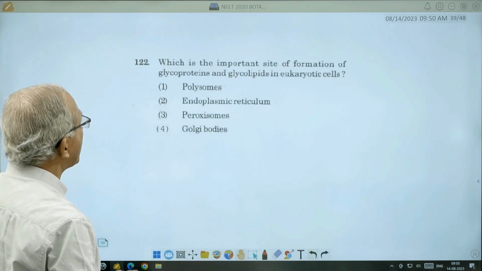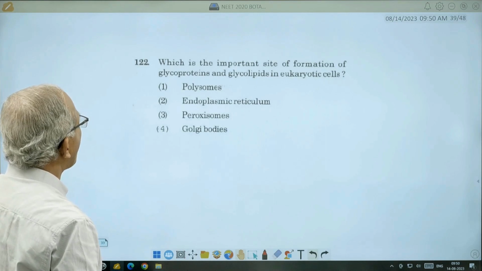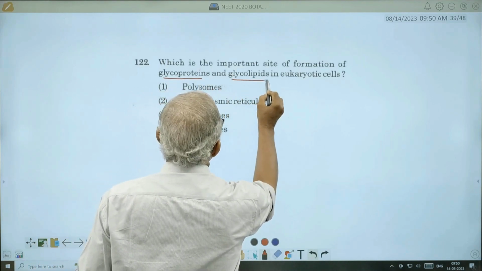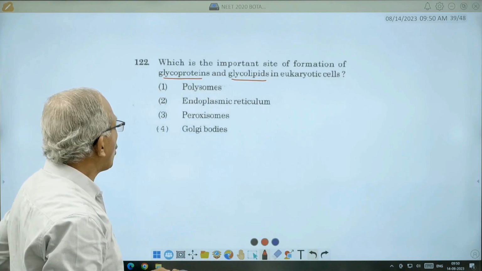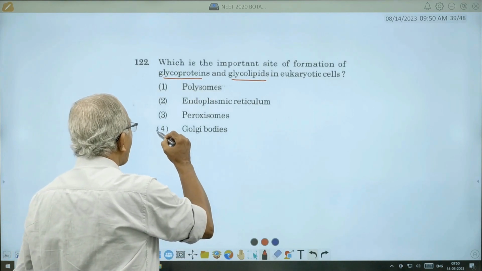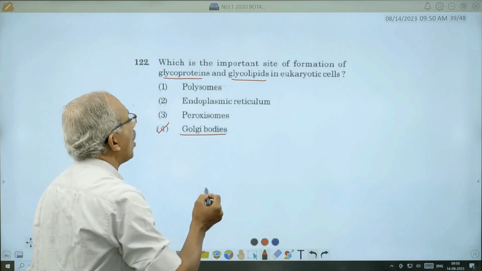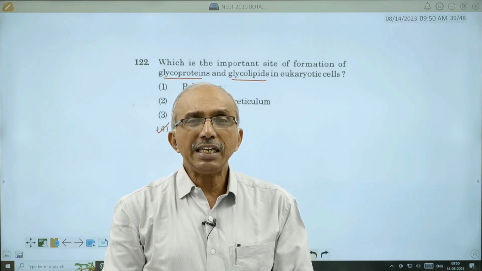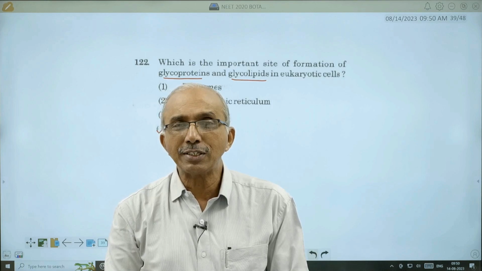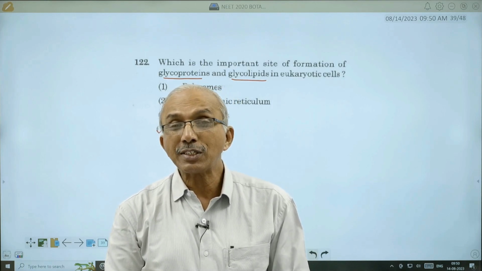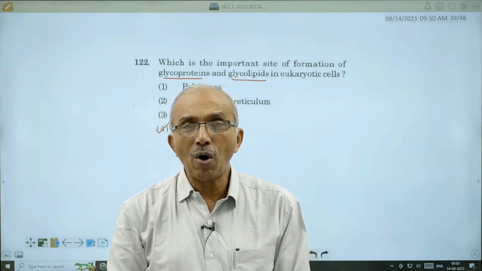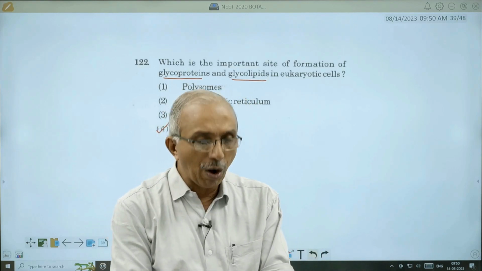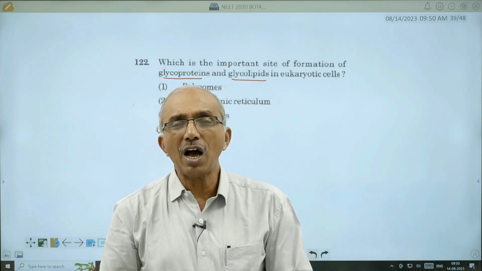Which is an important site for formation of glycoproteins and glycolipids? Glycoproteins and glycolipids are formed in the Golgi bodies. Golgi body is a cell organelle. It is a component of the endomembrane system. What is the endomembrane system? Single membrane bound organelles whose functions are coordinated.